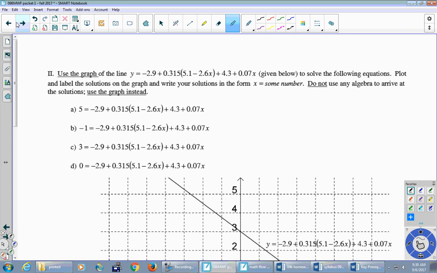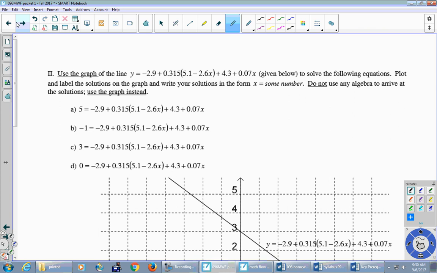It says use the graph of this line, y equals -2.9 times 0.315, and so on. A lot more complicated than any of the equations that we've been playing with today. It says use the graph to solve the following equation. So here it is: 5 equals -2.9 plus 0.315, and so on.